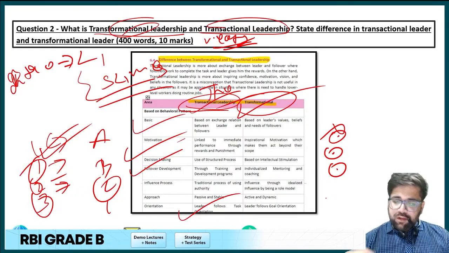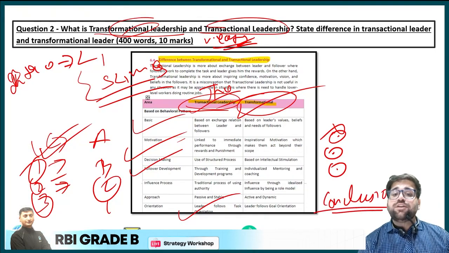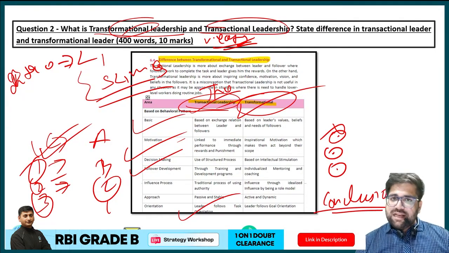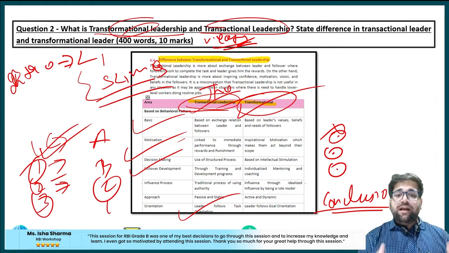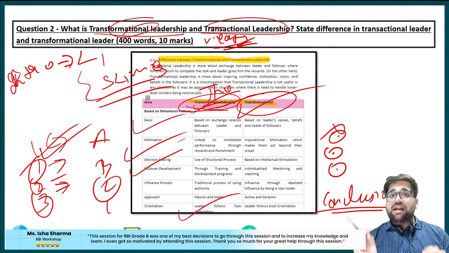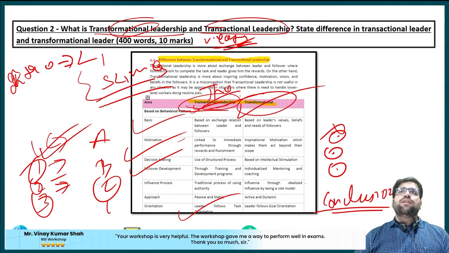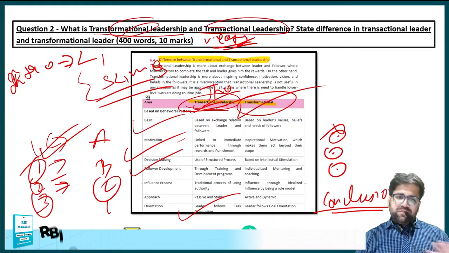In the conclusion part, you could have mentioned how transactional leadership is useful when there is a short period of time, when there is a crisis. Never end your answer on the negative. Say everything positive and showcase the positive side of transactional and transformational leadership. In the last, say how these two leadership styles contribute towards the organization. Very easy. Nothing much to discuss.